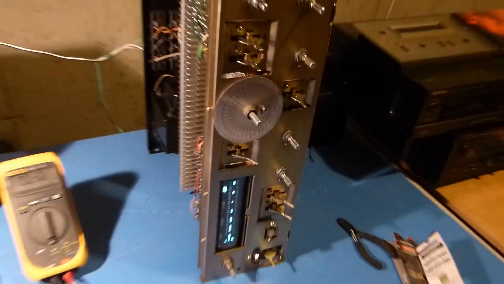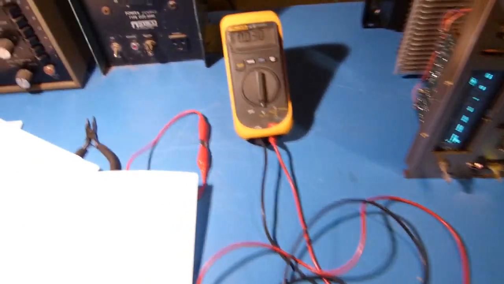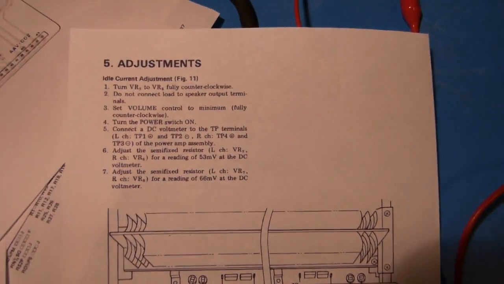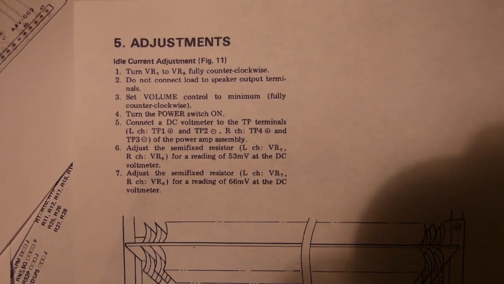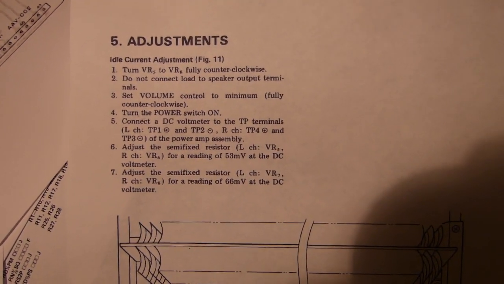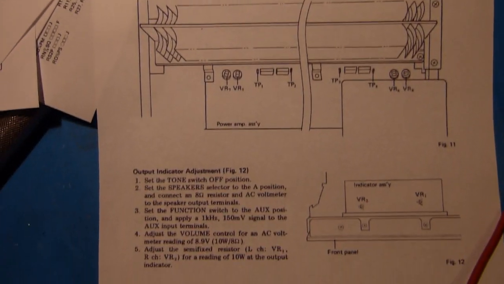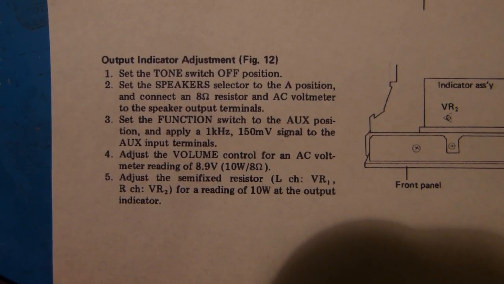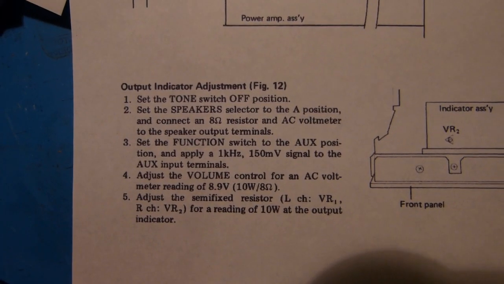Okay, now that I've got this unit all back together, the display is functioning properly and the sound is good, I need to do these couple of adjustments here that are in the service manual. So I've printed out the page here, and the first one is the idle current, and I think sometimes people refer to this as DC offset adjustment. And then also there is an adjustment to kind of calibrate the indicator to get that all in line.